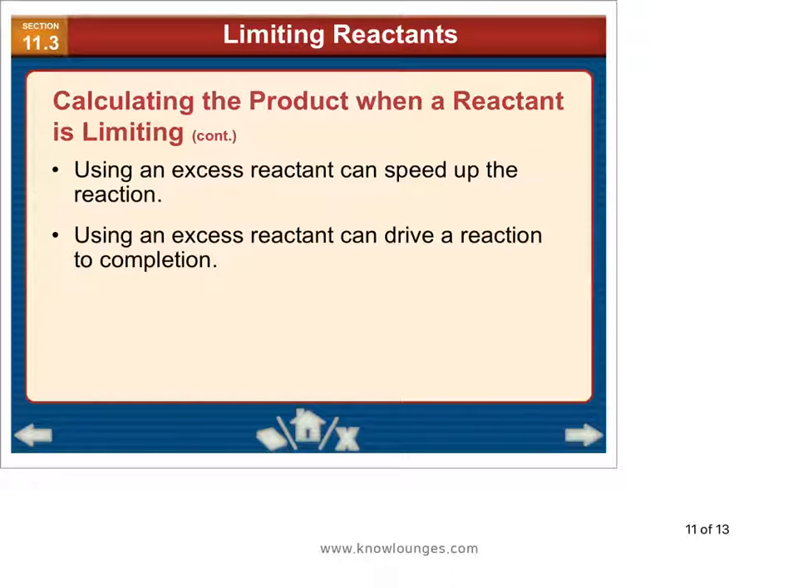So, reasons we might have excess reactant. Sometimes an excess reactant might speed the reaction up. In industry, the faster the reaction goes, the more money a company might be able to make. It may be able to drive a reaction to completion or completely use up the limiting reactant. And many times in industry, one of the reactants may be very expensive and the other reactant very cheap. So we want to make sure our limiting reactant is the expensive one. We don't want to have excess and waste of a more expensive substance.